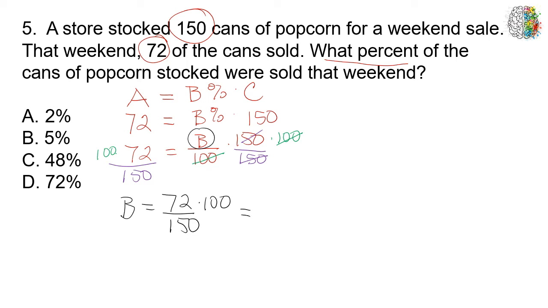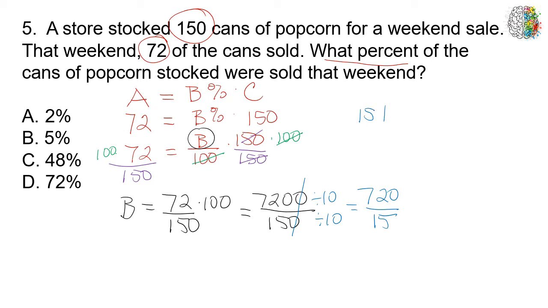So I can multiply that through. 72 times 100 is 7,200 divided by 150. Now you'll notice both of these numbers end in a 0. So anytime you have numbers that both end in a 0, that means I can divide the top and the bottom by 10, which is the same as crossing out a 0 off the top and the bottom. And that's going to give me 720 divided by 15. So now I have a fraction and I need to get my final number.